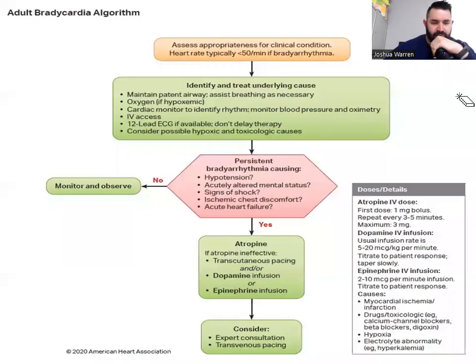This is pulled directly from the 2020 American Heart Association adult bradycardia algorithm. This is actually the page from your ACLS book that gives you an idea of what to do with this. Persistent bradycardic rhythm. Is there any hypotension, shock, ischemic chest discomfort, heart failure signs, or any kind of problems? If the answer is no, what does it say to do? Monitor and observe. Go on about your life. But if there is, you can try atropine, pacing, dopamine, epinephrine. That's the plan.